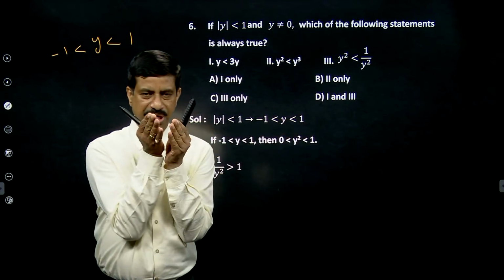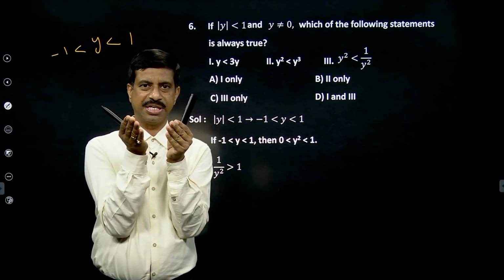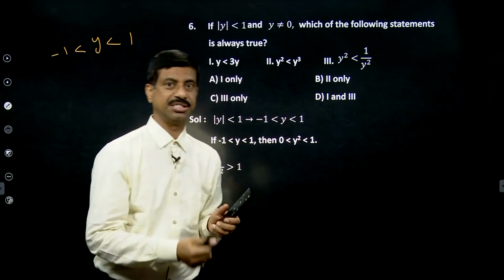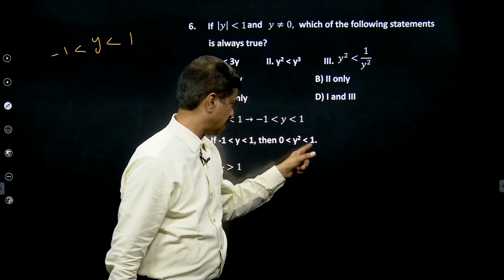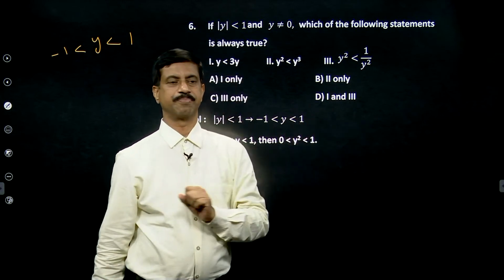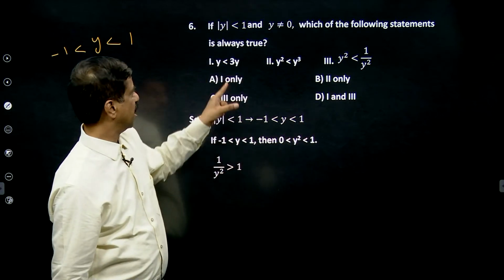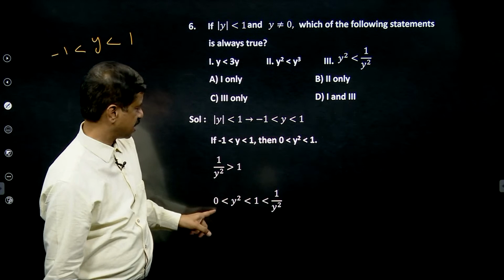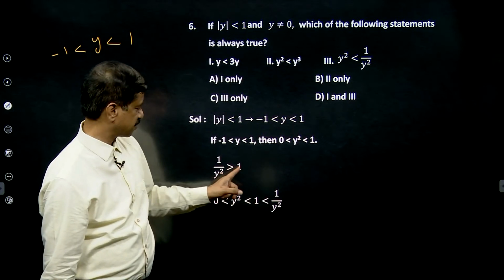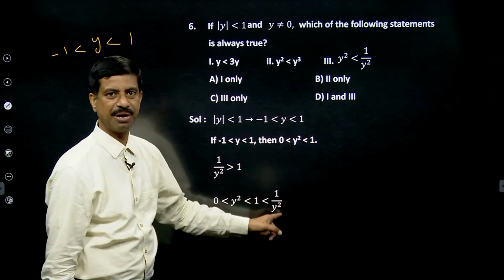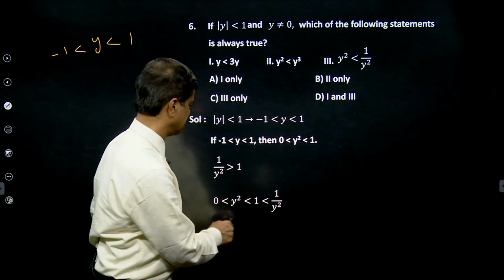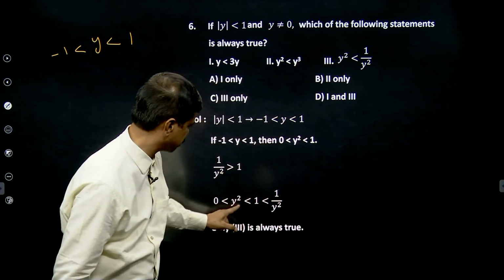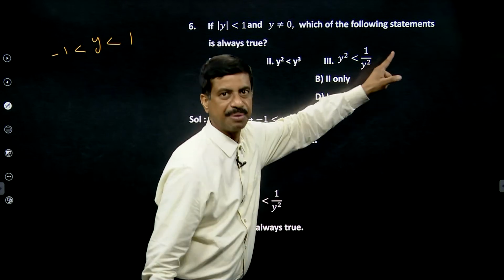See, whenever you change plus to minus or minus to plus, direction changes. Similarly, when multiplication changes to division or division to multiplication, direction also changes. If y square is less than 1, 1 by y square will be greater than 1. So now, look at this. y square is greater than 0, less than 1, but 1 by y square is greater than 1, so y square should be lesser than 1 by y square. So this equation satisfies. Which option satisfies? Option number 3. y square is less than 1 by y square.